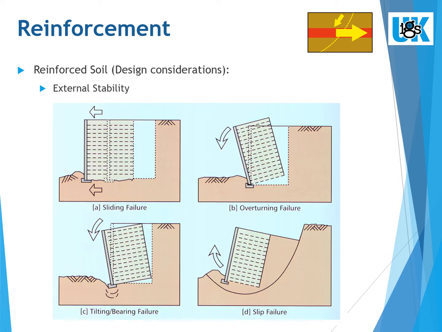The hybrid mass of soil and reinforcement will act together as a gravity retaining wall to retain the unreinforced soil behind, and must resist sliding failures, overturning failures, tilting and bearing failure, and global slip circles.